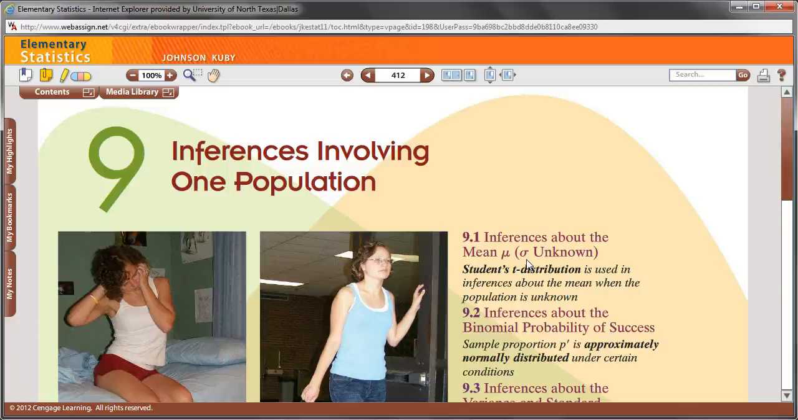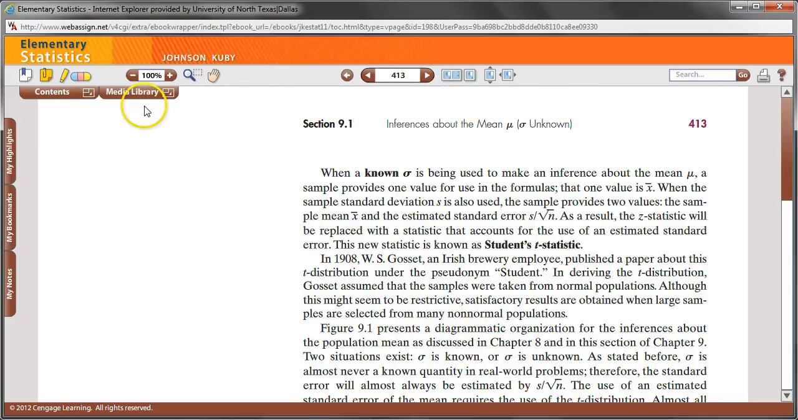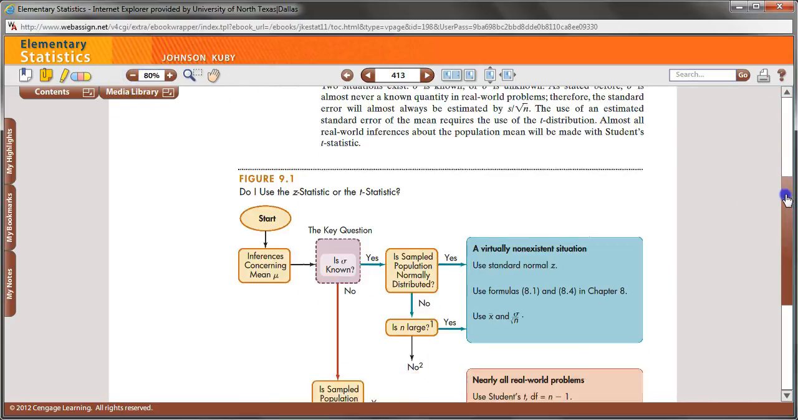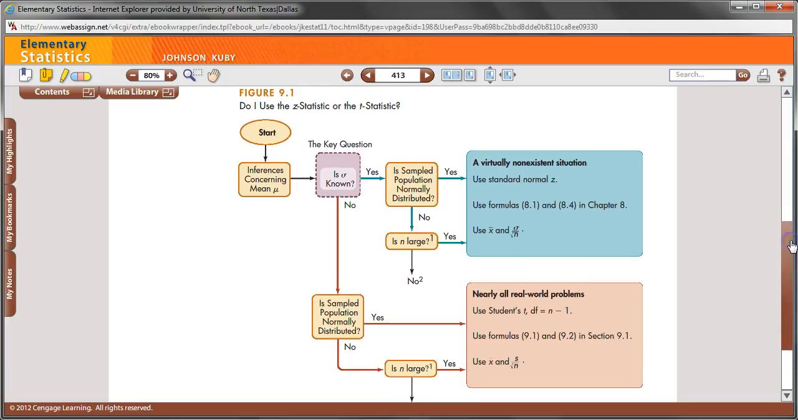How less confident? Well, I'll show you the picture in a moment, but let's summarize our discussion like this. In a nutshell, we're talking about inferences concerning the population mean mu, and here's the key question. Do we know the sigma value? If we know the population standard deviation sigma, and the population is believed to be normally distributed, then we can use Chapter 8 method. Standard error is sigma over square root of n, and we used the z-table and z-curve.